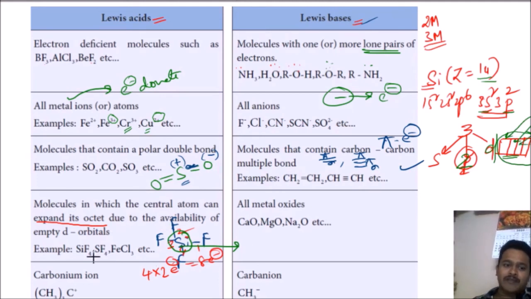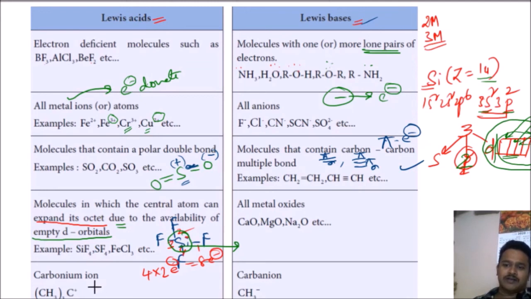That is why SiF4, FeCl3, all of them can act as Lewis acids. They are ready to take electrons. Why are they ready to take, even though they satisfy the octet configuration? Because they have empty d orbitals.